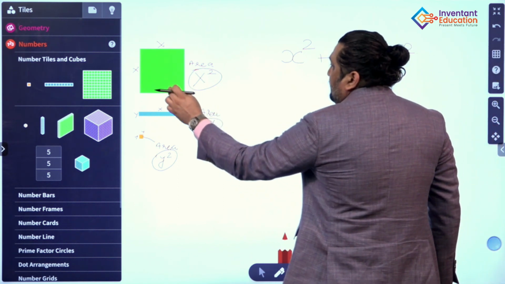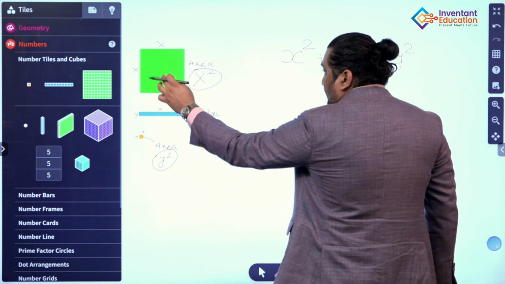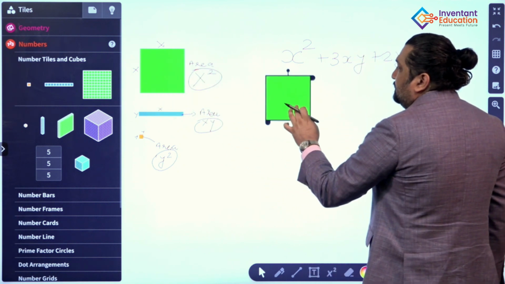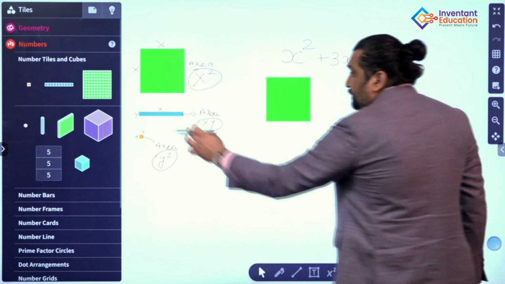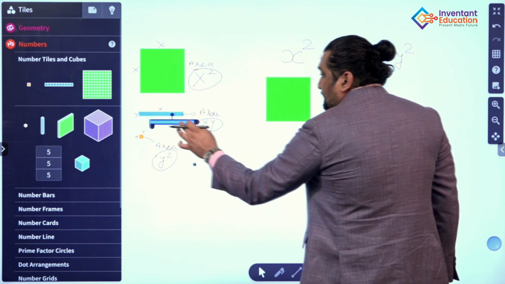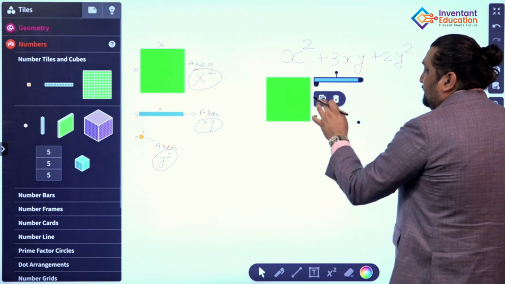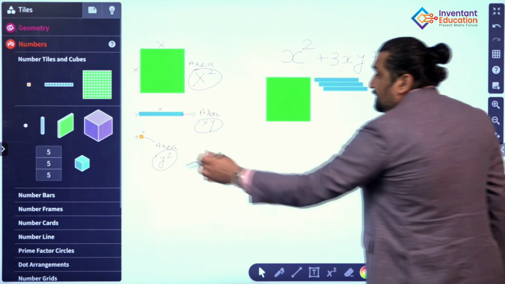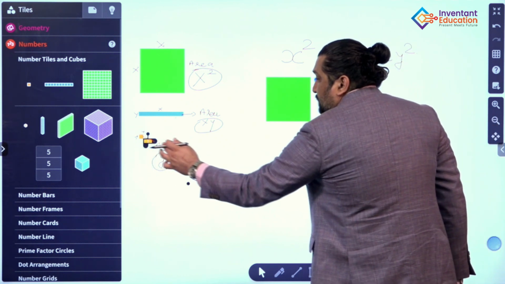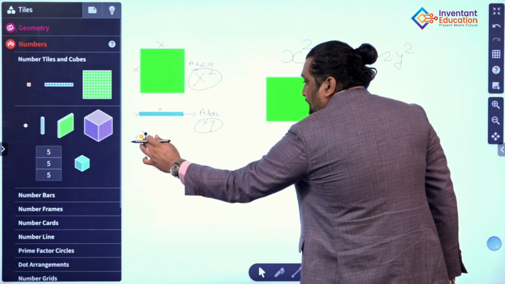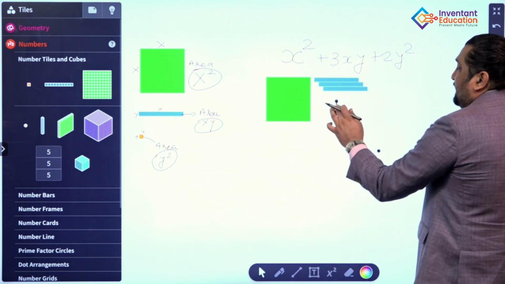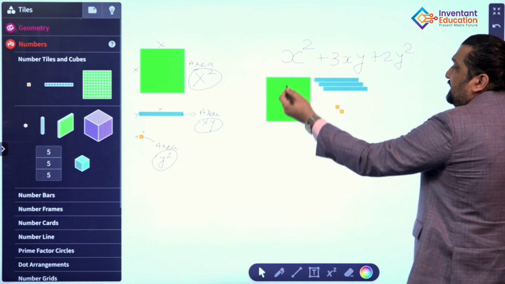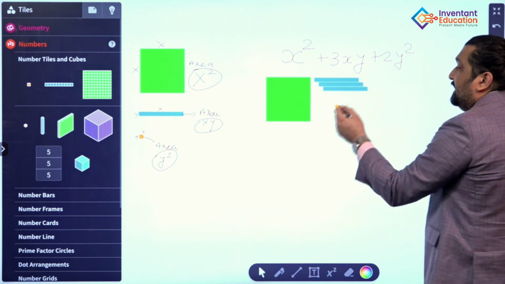So we have this x square. I'll take a copy of it and drag it here. So this is my x square, this is my xy. Now I need 3 times xy, so I'll drag 3 blue strips, and this one is y square, and we have 2y square, so 2 y squares are needed, so I take one more copy. So this is 1 time x square, 3 times xy, and 2 times y square.